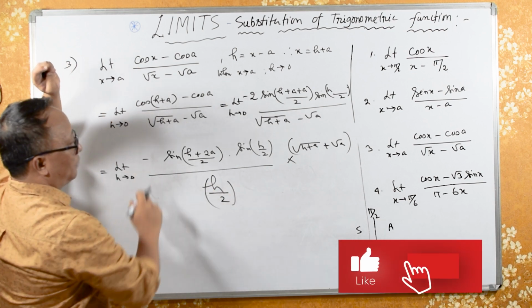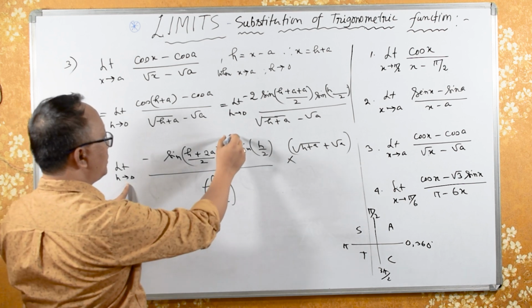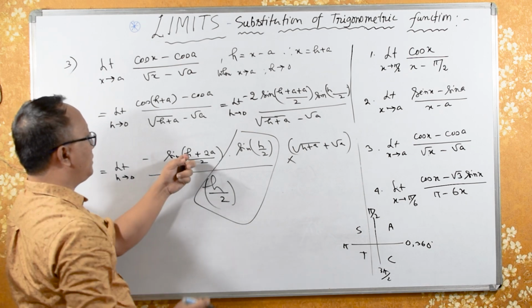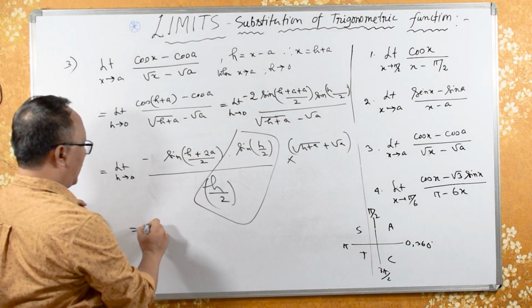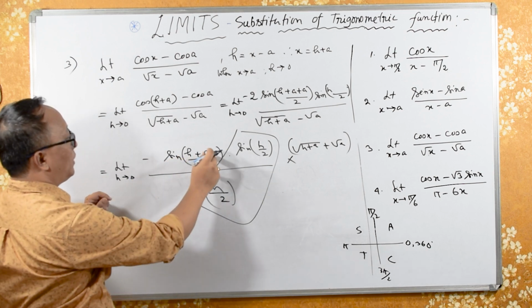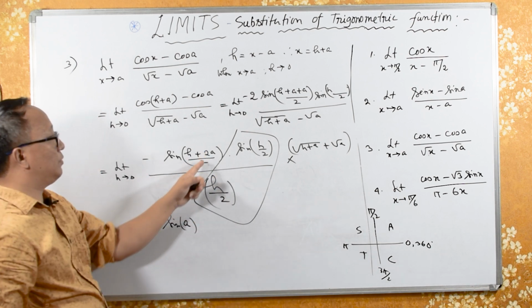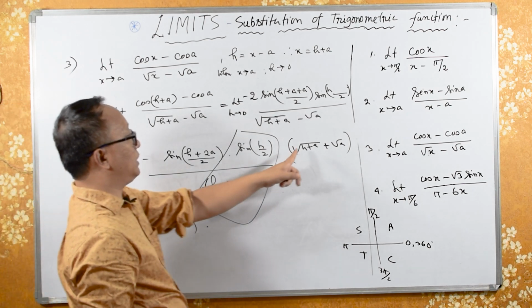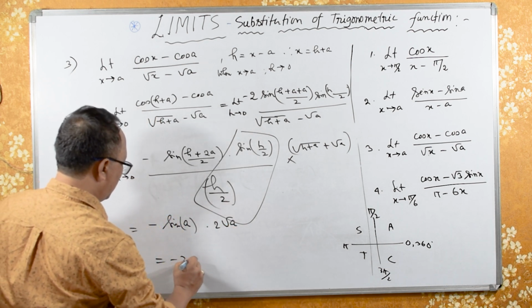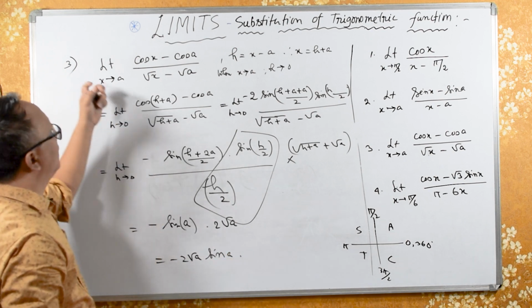Now, when h tends to 0, these become 1. And when h tends to 0, what is this? Here minus sine h tends to 0, I will get sine of twice a upon 2, which is sine a, because 2 gets cancelled. Here root a plus root a is twice root a. Therefore, it's minus 2 root a into sine a. This is the required answer for 3.